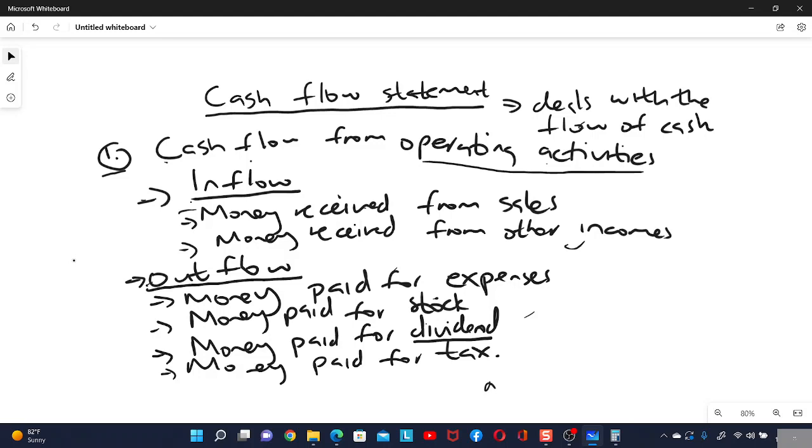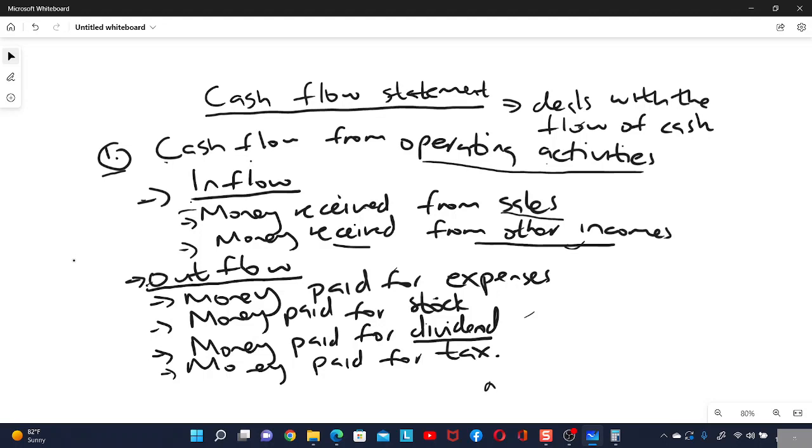The first one is the money received from sales, when the business is selling the goods. The next one, money received from other income, for example, commission income and rent income. And then the outflow of cash.